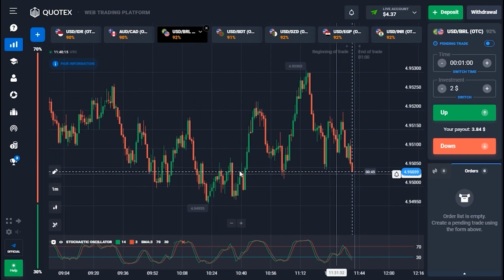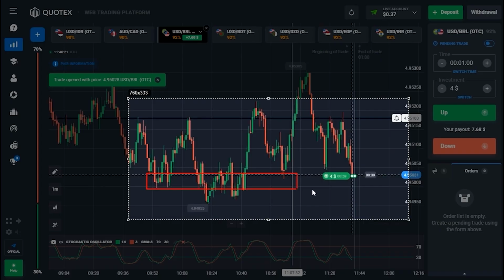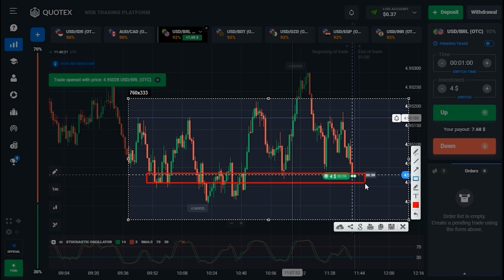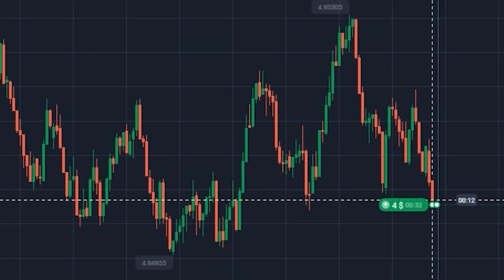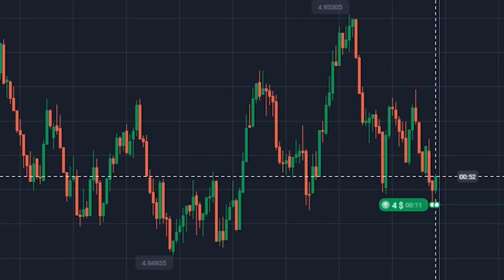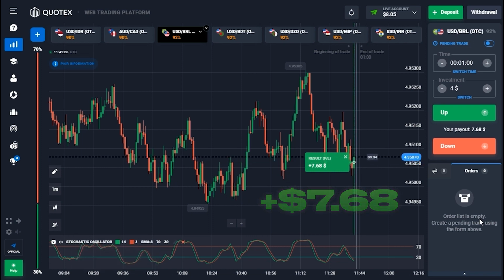An interesting situation. The price is almost at the support level. I changed my investments and opened a trade up. Look, this is the level. You see, the price reached it several times and turned around. Absolute profit. As we can see, my decision to open the trade up was the right one.